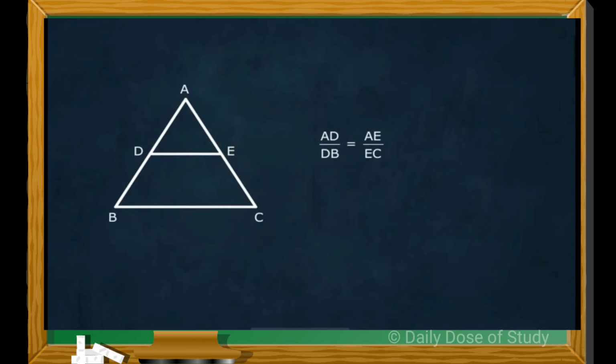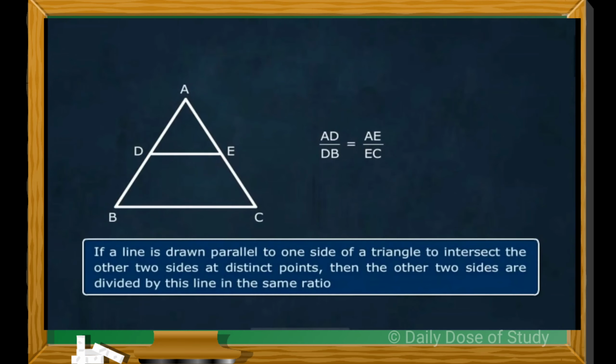Now, if I have to say it in words, I'll say if we have a line parallel to one side of a triangle, then that line divides the other two sides in the same ratio. It's a very important theorem of triangles. It's given by Thales. And you know what? It is known as, I'm sure you've guessed it, basic proportionality theorem.